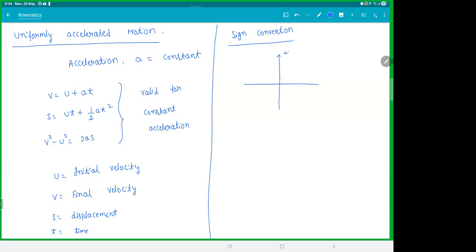So up is positive, right is positive, left is negative, and down is negative. Example, if you have a body there and let's say velocity is going backward, u is 10 meters per second, and let's say acceleration is 2 meters per second square. When you substitute these in the formulas, you have to put u is equal to minus 10 and a is equal to plus 2. So be careful. The signs are important.